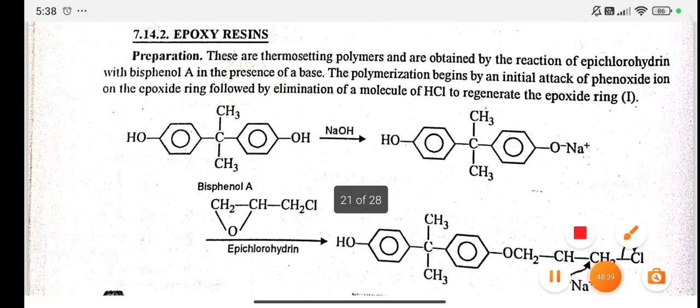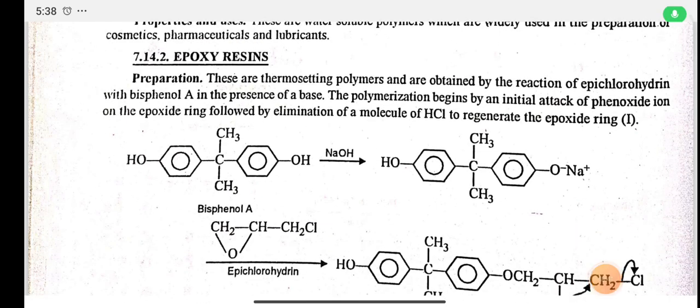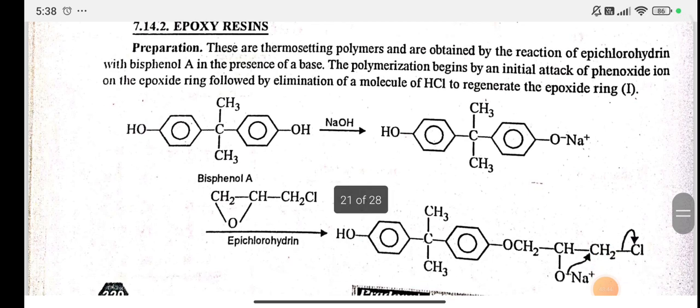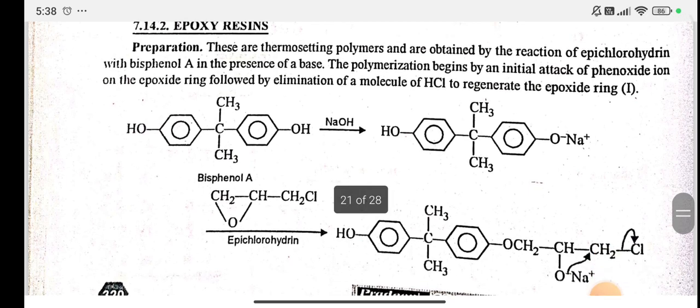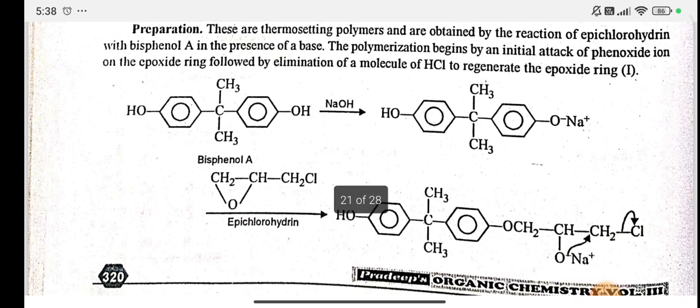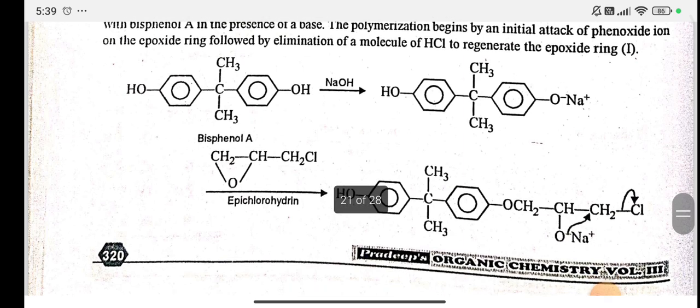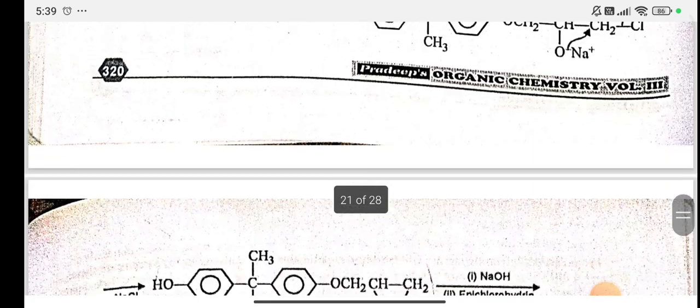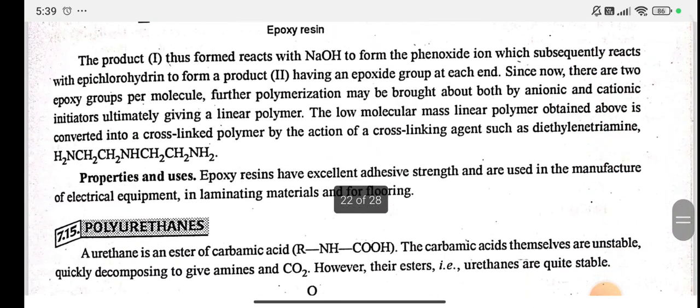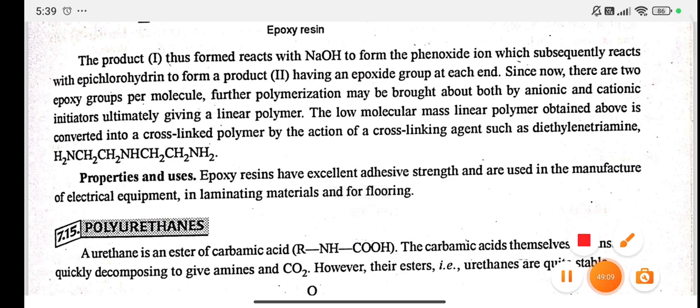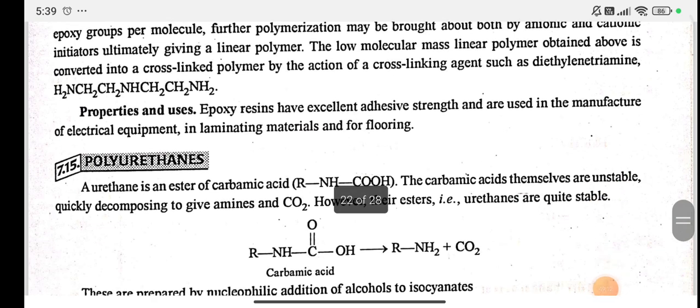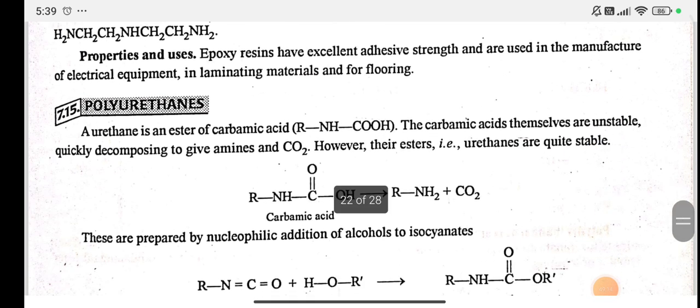Epoxy resins preparation. These are thermosetting polymers and are obtained by the reaction of epichlorohydrin with bisphenol A in the presence of a base. The polymerization begins by the initial attack of the phenoxide ion on the epoxide ring, followed by the elimination of a molecule of HCl to regenerate the epoxide ring. Properties and uses. Epoxy resins have an excellent adhesive strength and are used in the manufacture of electrical equipment, in laminating materials, and for flooring.